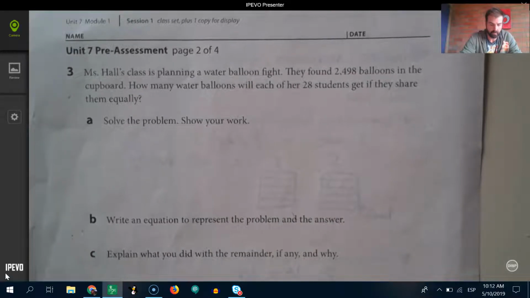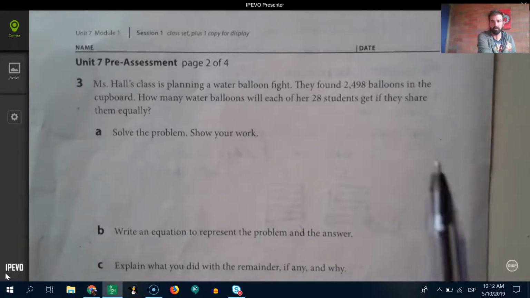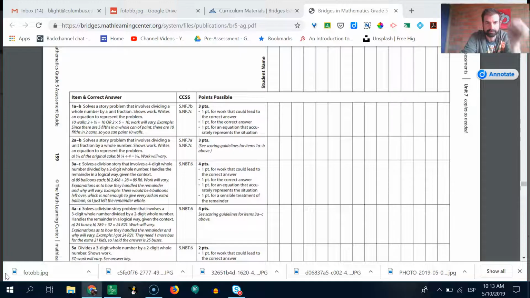What are we trying to achieve with question 3? How do we earn our points? Well, right here it says, can you divide a 3 or 4 digit number by a 2-digit number? So that's what we were looking at. I see my 3 or 4 digit number here, and my 2-digit number here. So that's what we're going to be doing. Let's see how many points we can get.